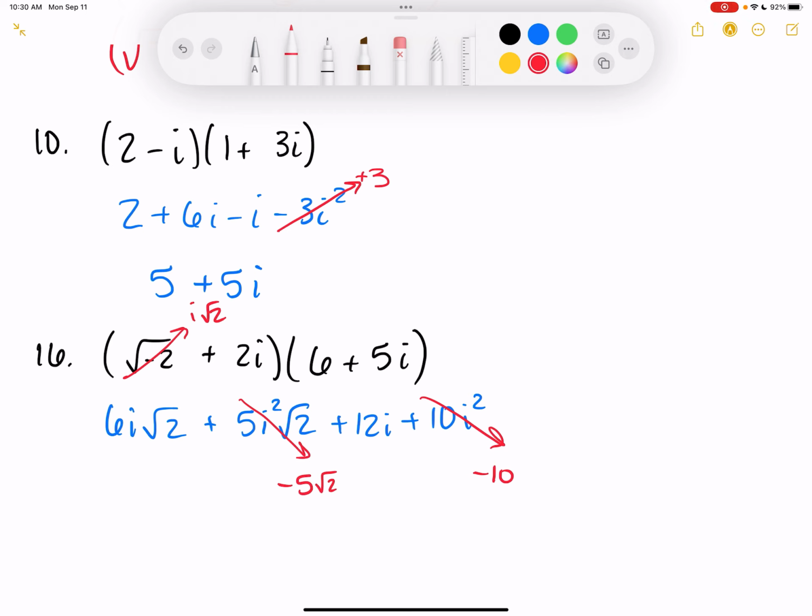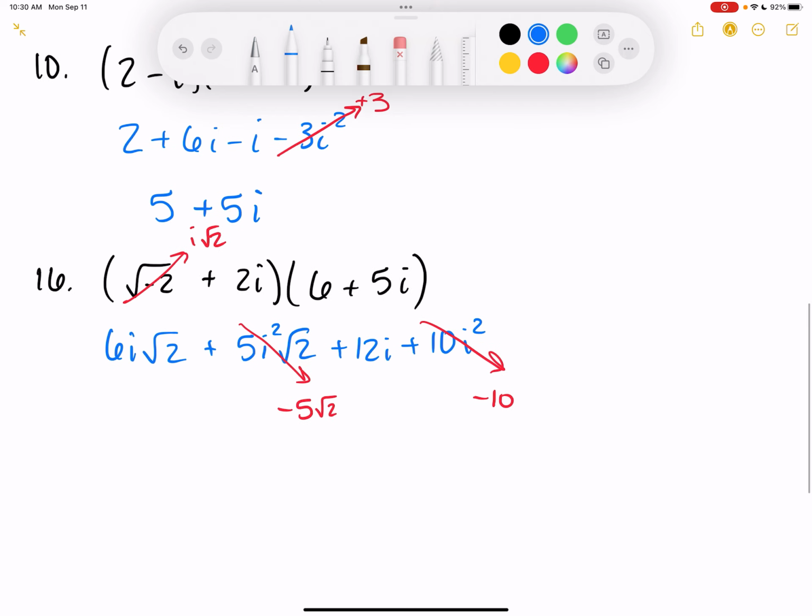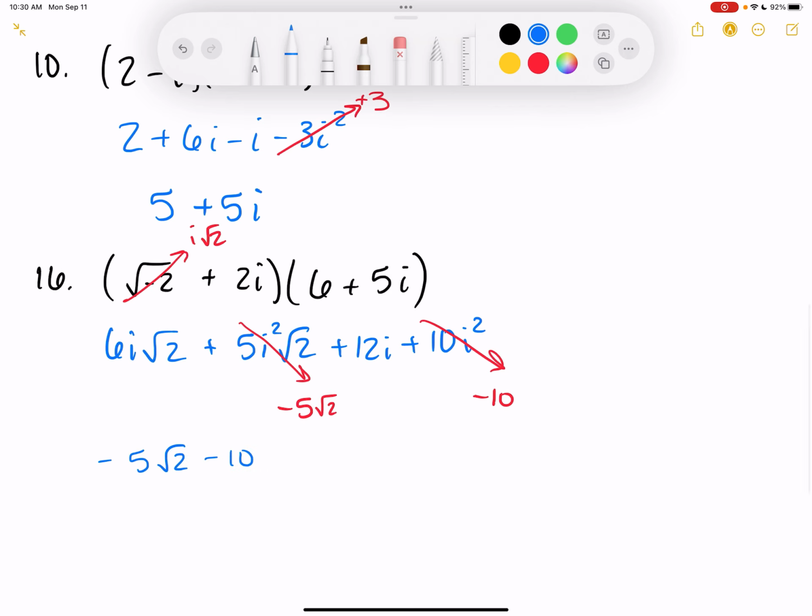So then I will have -5 square root of 2 minus 10 plus 6i square root of 2 plus 12i. And I'm not yet in a plus bi because 2 terms still have an i in them, so I'm going to take an i out of that.